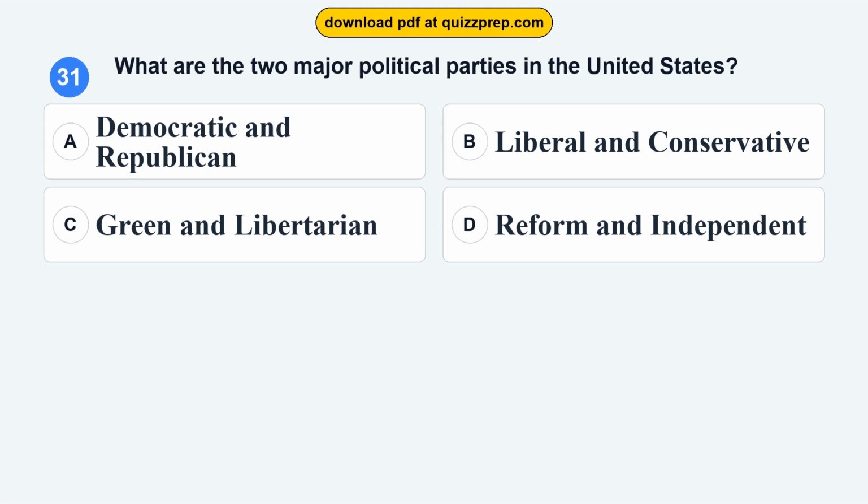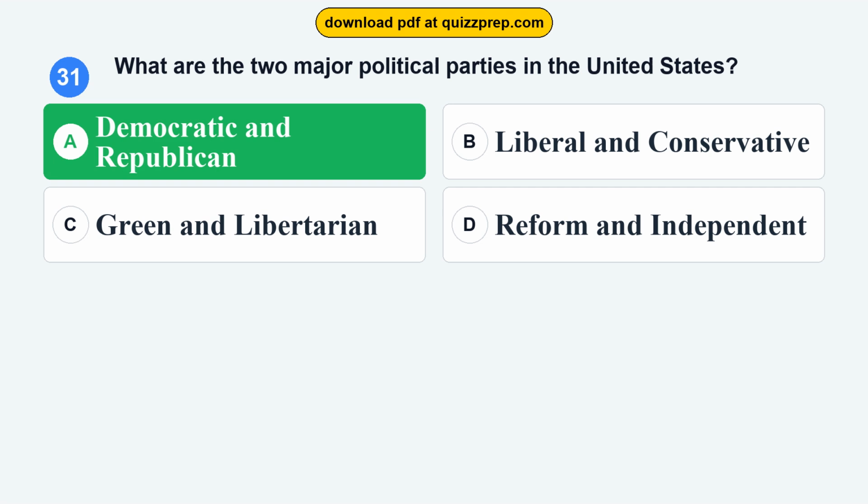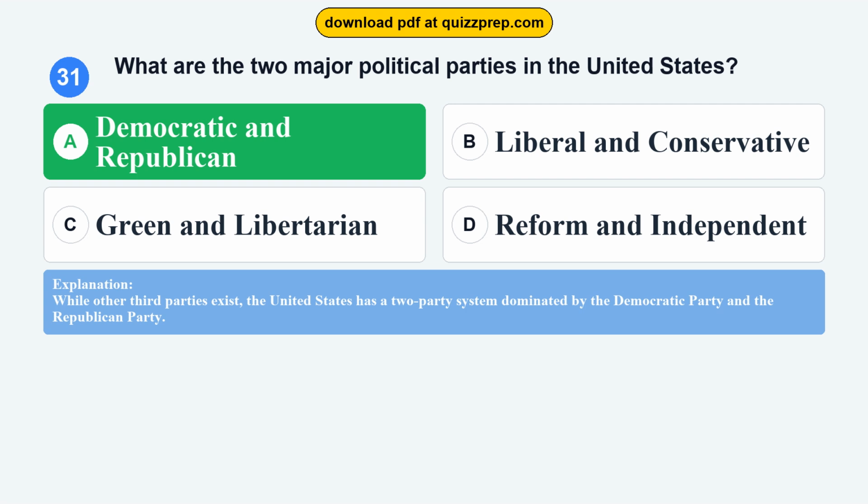Question 31. What are the two major political parties in the United States? Option A, Democratic and Republican. Option B, Liberal and Conservative. Option C, Green and Libertarian. Option D, Reform and Independent. The correct answer is option A, Democratic and Republican. While other third parties exist, the United States has a two-party system dominated by the Democratic Party and the Republican Party.